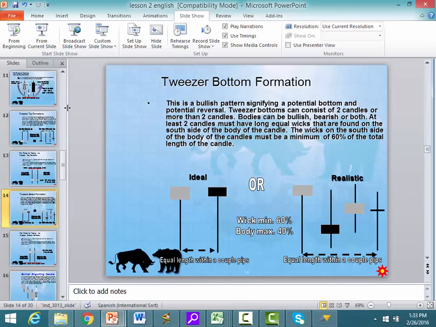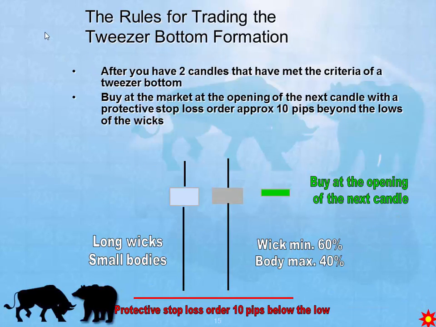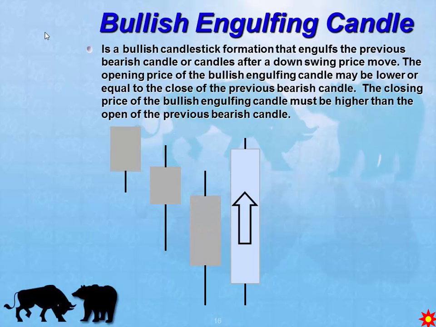Okay, let's look at another pattern. The bullish engulfing pattern. Now this engulf means this candle covers the prior candle. It only has to cover the body. Now if it covers several candles, like in this case, it's even a stronger pattern to the upside.